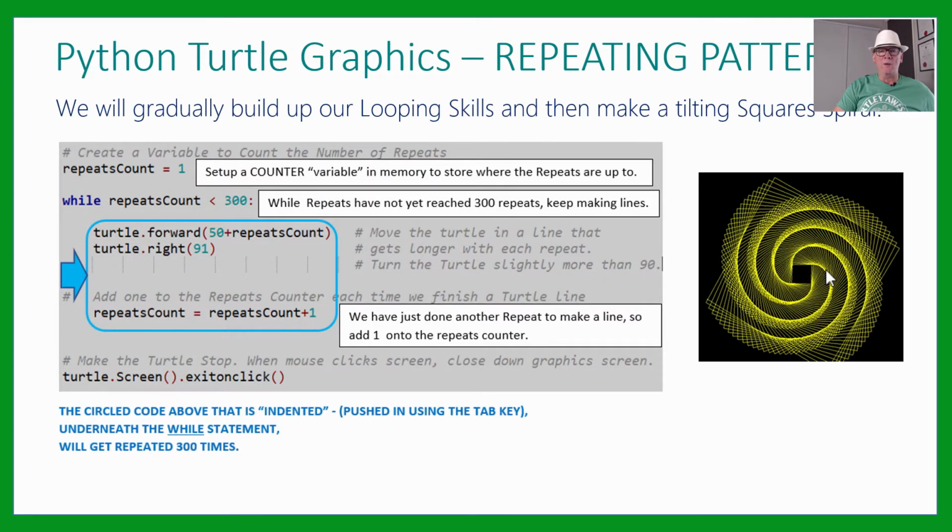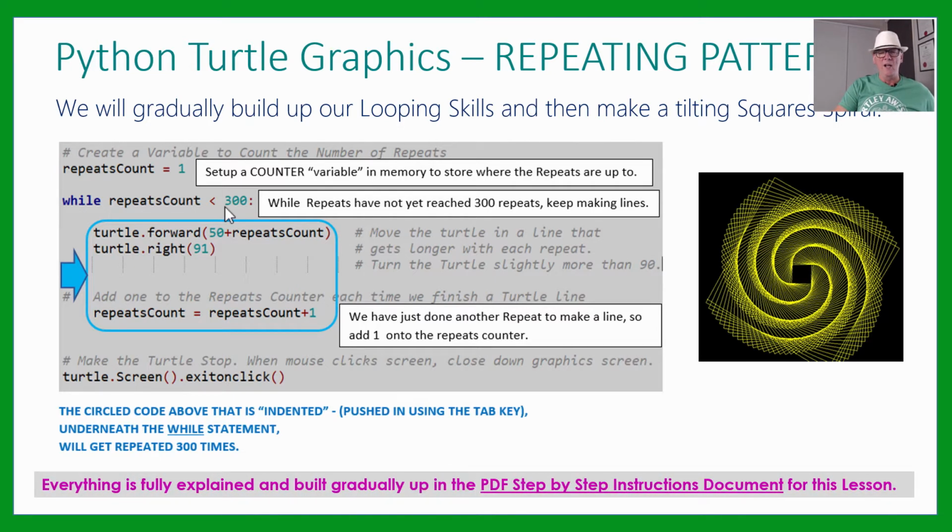Okay, now repeating patterns, we gradually build up our skills, and the final one we make is this tilting squares. Well, they're not actually squares, they're 91 degrees instead of 90, which ends up making this really nice spiral. But in this, we're going to use a counter variable and use a while loop. See how we've got while repeats count is less than 300? All right, so I'll be explaining that. That's the while loop. That's an alternative for using a for next loop. And when you look at programs and you're doing programming, you'll see examples of both of these. So it's important that you understand both ways of doing it.